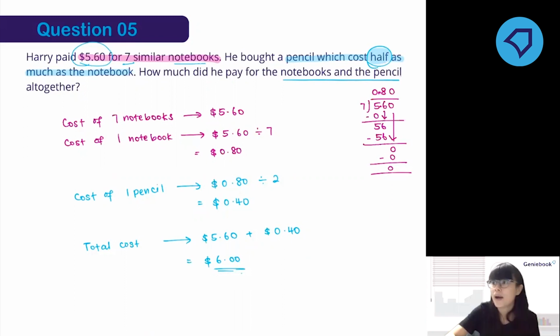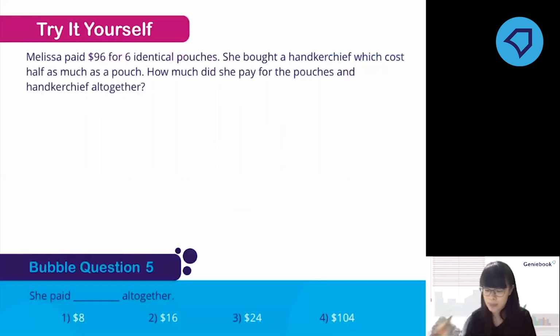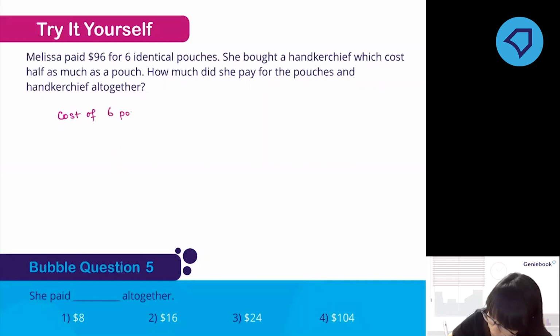So can we try the bubble question for this one? If you need help, I will still guide you. So let's take a look. Melissa paid $96 for 6 identical pouches. She bought a handkerchief which cost half as much as a pouch. How much did she pay for the pouches and the handkerchief altogether? That means how much did she pay for 6 pouches and 1 handkerchief?